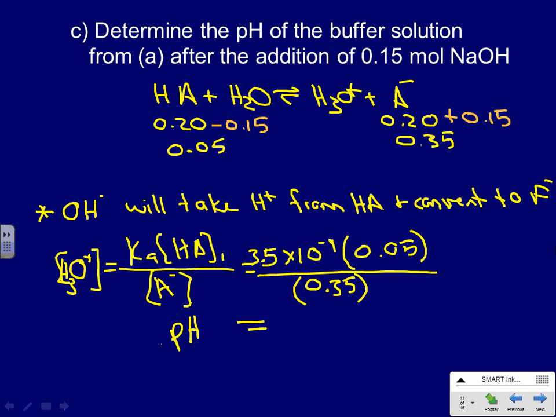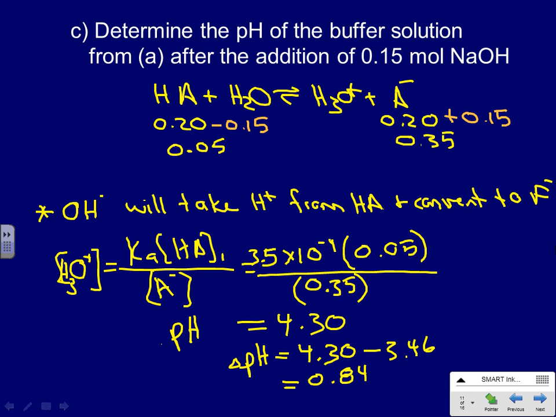Are you sure? All right. 4.30. Delta pH again from the initial one, not from the one on part B, but from the initial one. So we were at 4.30 now. That's our pH 2. What was that initial buffer pH? Yeah, Christian? 3.46. And what's the difference? Yep. Positive 0.84.